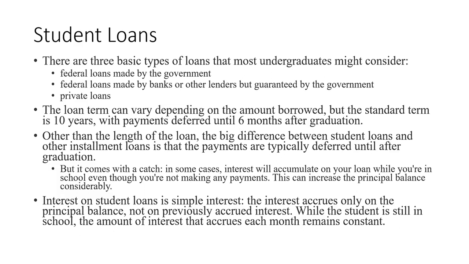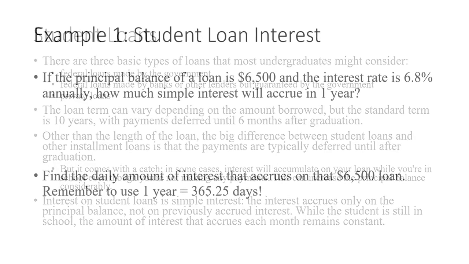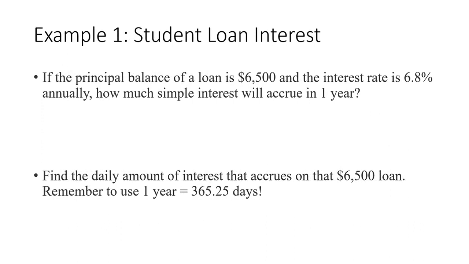Interest on student loans is simple interest. It's not compound interest. It only accrues on the principal balance, and while you're in school, the amount that accrues each month remains constant. So if the principal balance of a loan is $6,500 and the interest rate is 6.8% annually, how much interest would you accrue in a year? Well, remember that the interest is equal to P times R times T for simple interest. And so that's $6,500 times 0.068 times 1. And the amount of interest in 1 year is $442.